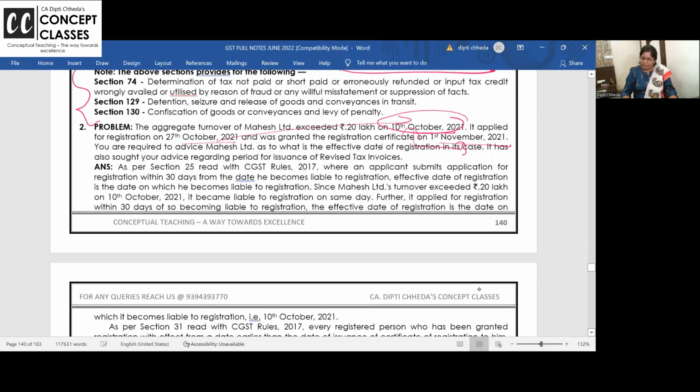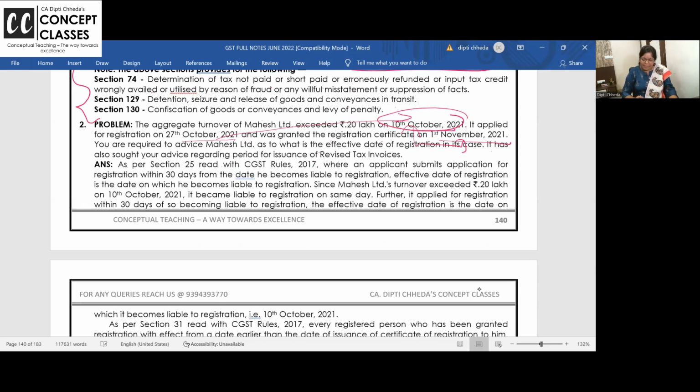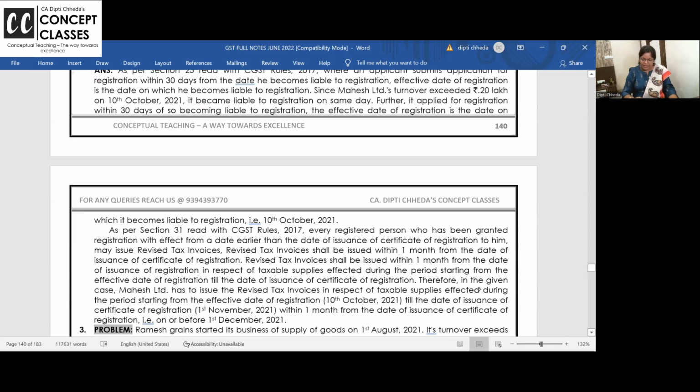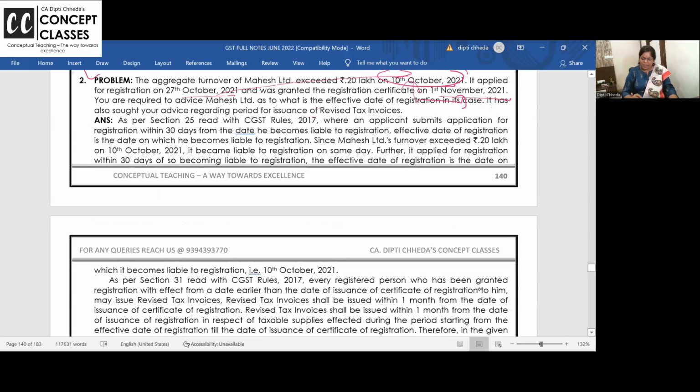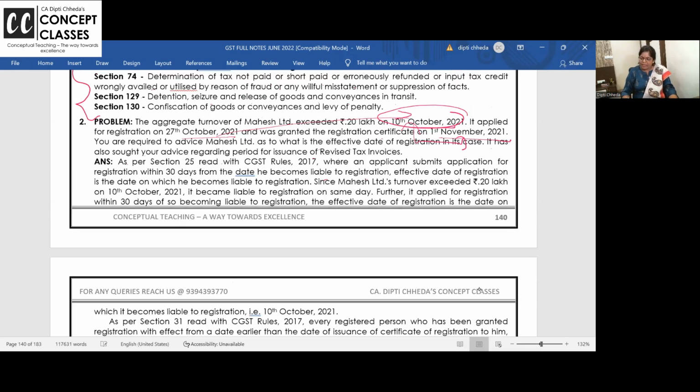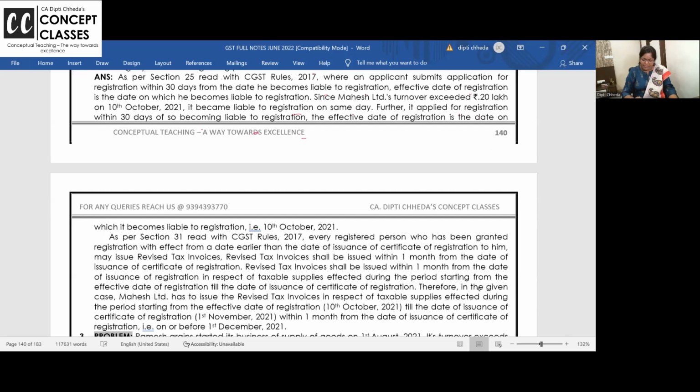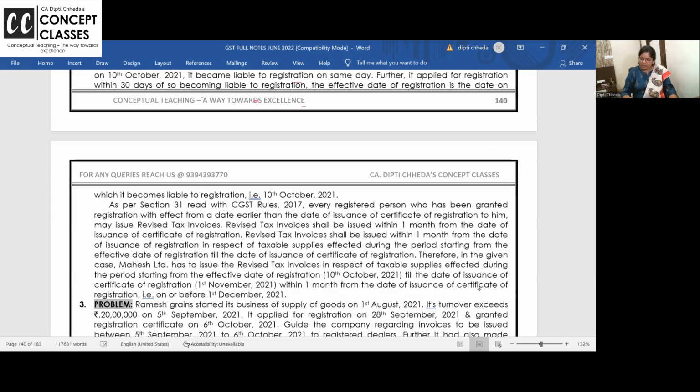Look, you can write it in nice one-line points in the exam rather than writing a paragraph answer. Within 30 days from the date he becomes liable, the effective date of registration will be 10th October. Further, it applied for registration within 30 days, so the effective date of registration is 10th October. Every registered person who has been granted registration from a date earlier than the date of issuance shall issue a revised tax invoice within 1 month.